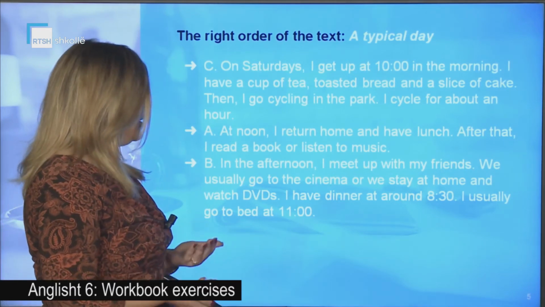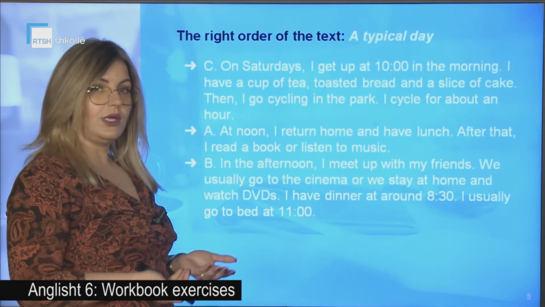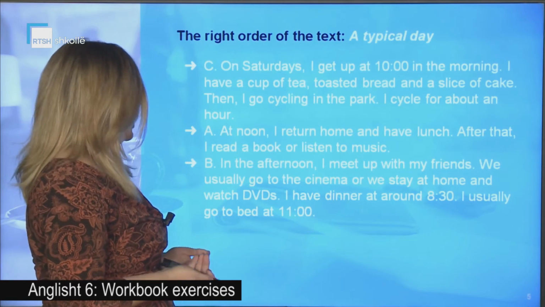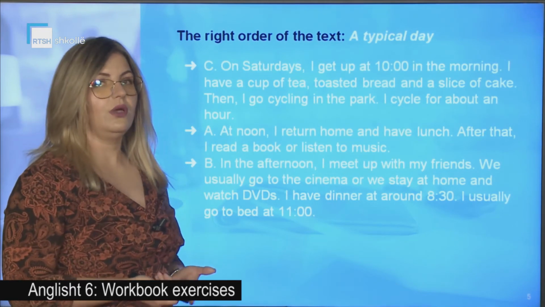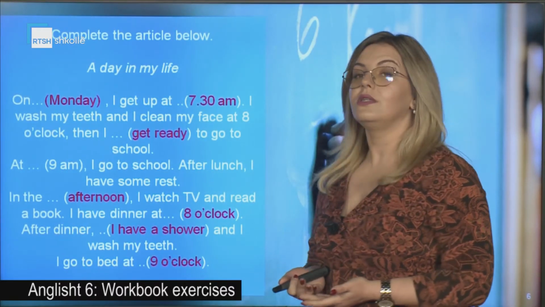So in the afternoon, he meets up with his friends. We usually go to the cinema or stay at home. And then he has dinner at around 8:30, and he usually goes to bed at 11 o'clock. So now we have to complete the article below.